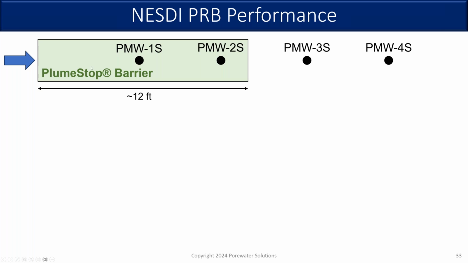So we've got this 12-foot long barrier parallel to the direction of groundwater flow. There were 2 monitoring wells installed in the barrier. One is 5 feet into the barrier. The second well is 10 feet into the barrier. Then you've got 2 downgradient wells, downgradient of the PRB. So 5 and 10 feet downgradient of the PRB.